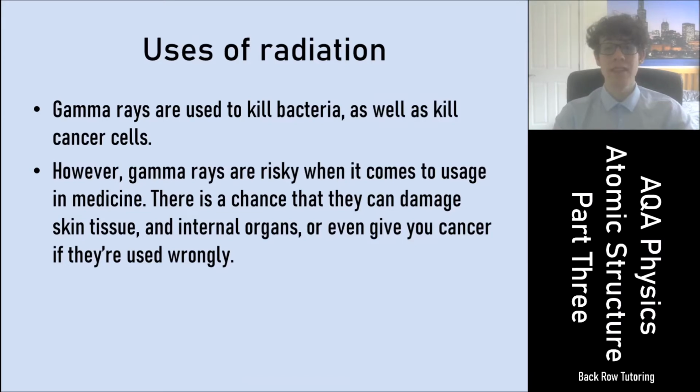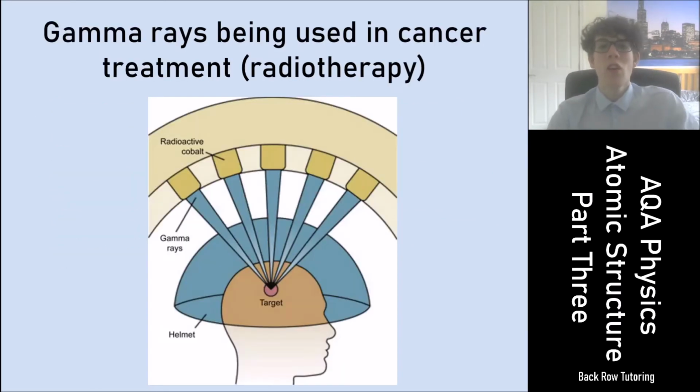Gamma rays are used to kill bacteria as well as to kill cancer cells. However, gamma rays are risky when it comes to usage in medicine. There is a chance that they can damage skin tissue and internal organs, or even give you cancer if they're used wrongly. So here we'll have a diagram which shows how gamma rays can be used to treat cancer.